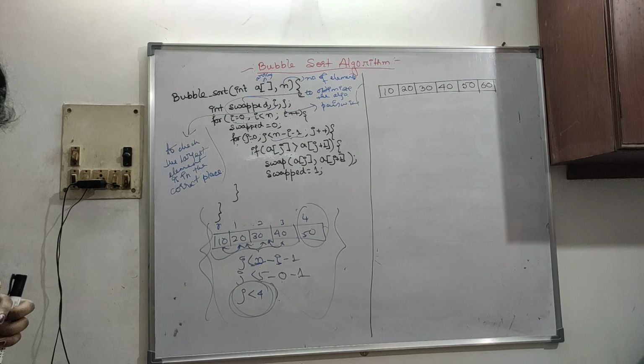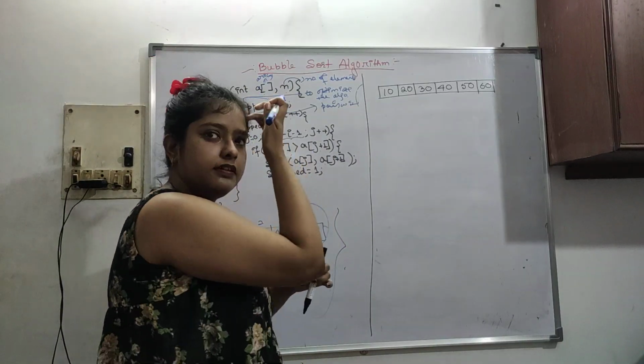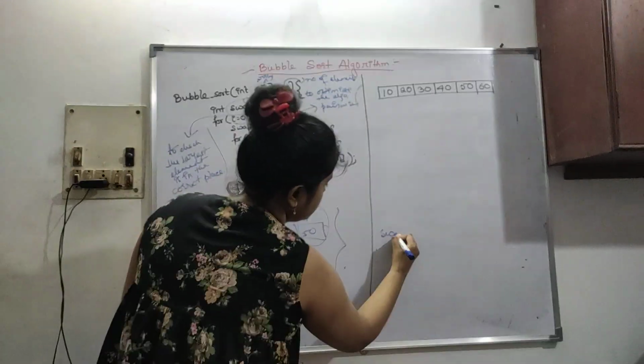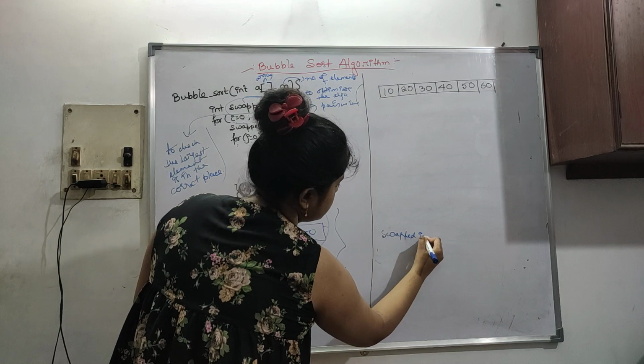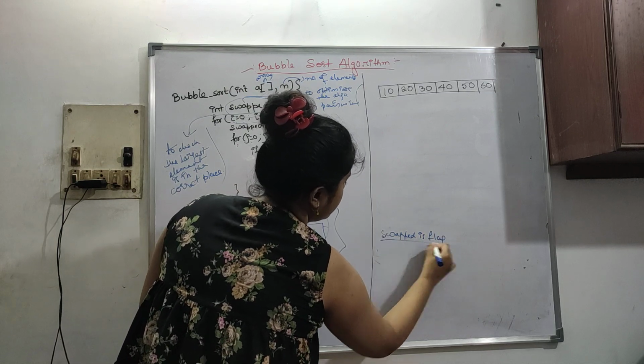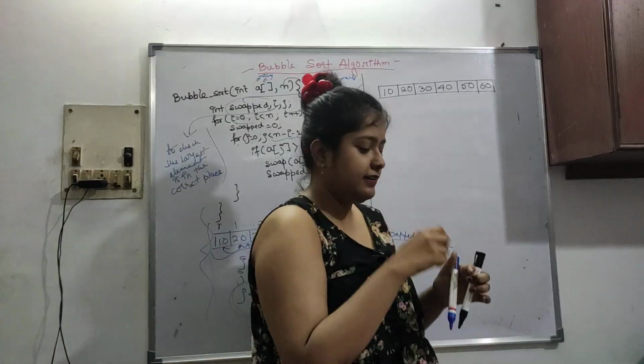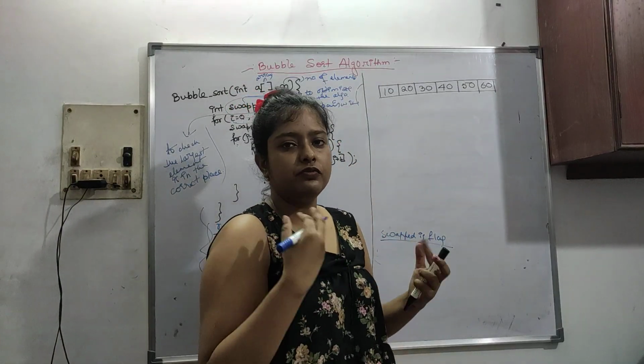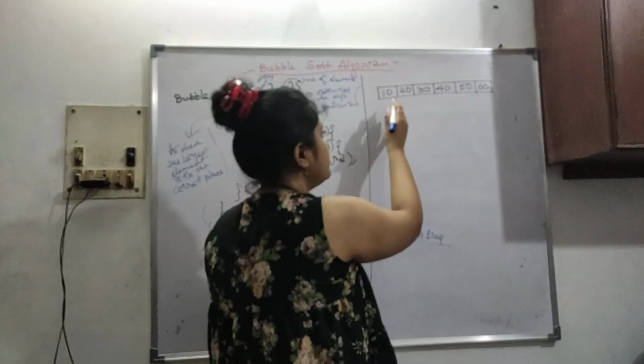So now let's see why this swapped variable is used. Basically swapped is a flag variable. Why is it used? So now let's see here. Okay, so this is a sorted array in ascending order. Our outcome also we want in ascending order only. So basically this is sorted.